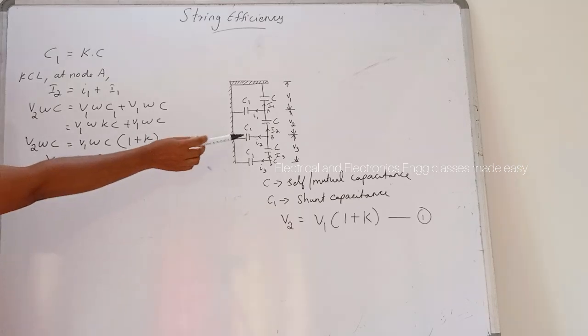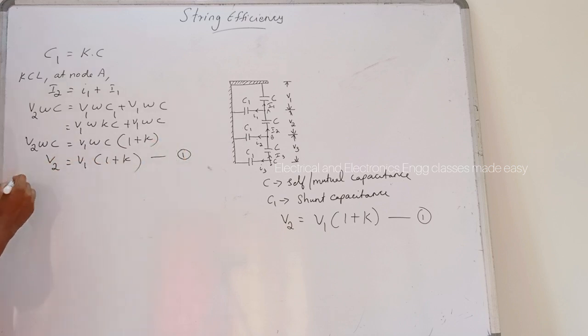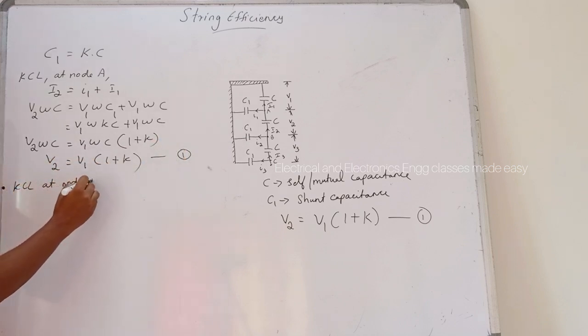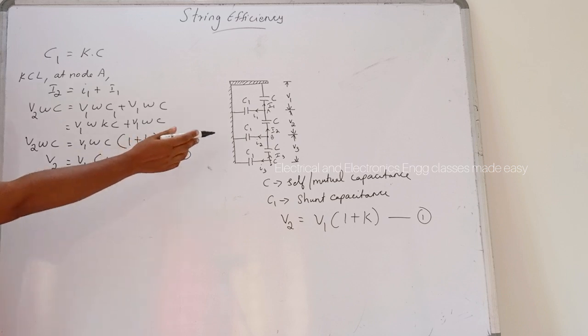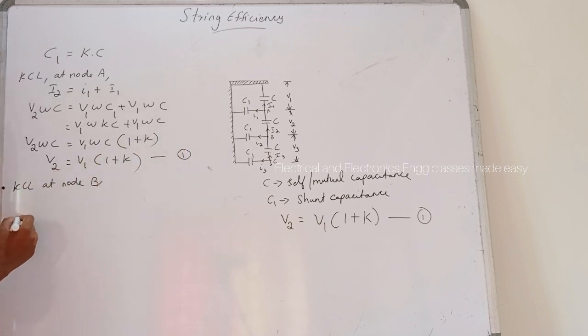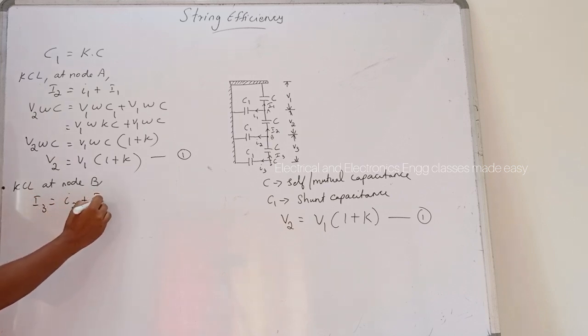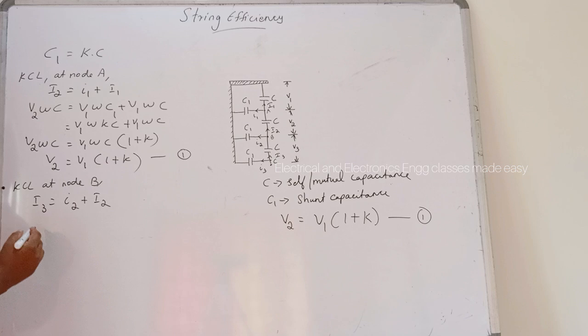Now applying KCL at node B, we will get I3. That is I3 is equal to I2 plus capital I2. So what is I3? I3 is V3 into omega into C.